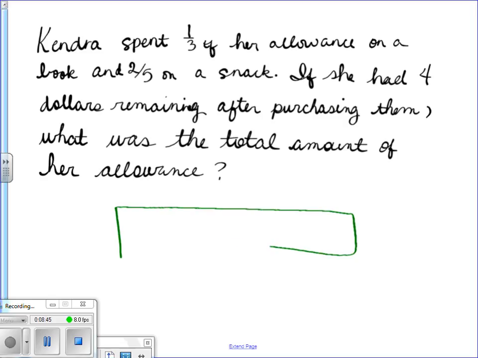Tape diagram. So that I know how many pieces to put in it. I've got a 1/3 up there. I've got a 1/5 right there. But I know that I need to figure out the total allowance.